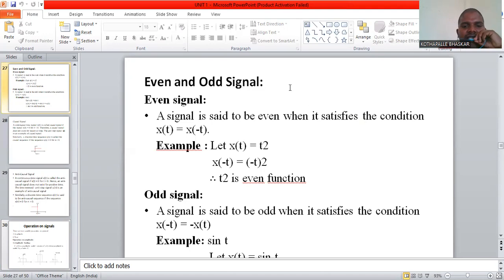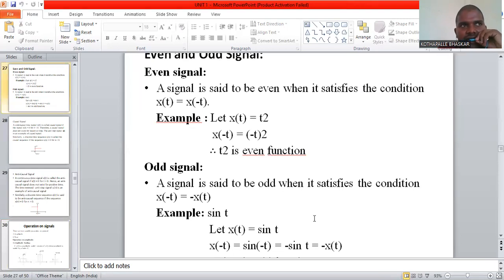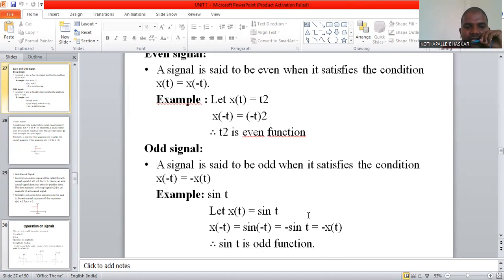Next, odd signal. A signal is said to be an odd signal when it satisfies the following condition, that is x of minus t is equal to minus of x of t. Example is sin t. Similarly in discrete, x of minus n is equal to minus x of n. Let's see the example. x of t is equal to sin t. Next, x of minus t is equal to sin of minus t, which is equal to minus sin t. So here x of minus t is equal to minus of x of t. The condition is satisfied, so it is an odd signal. That is the example for an odd signal.